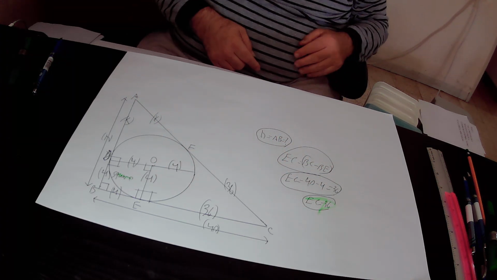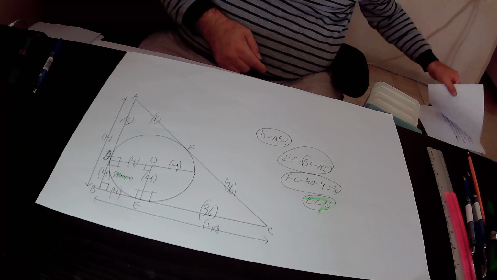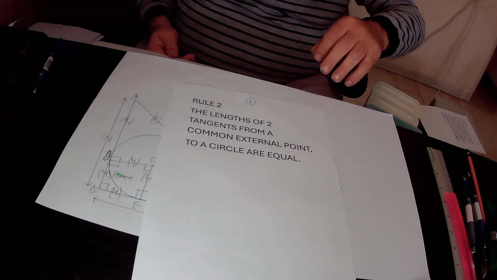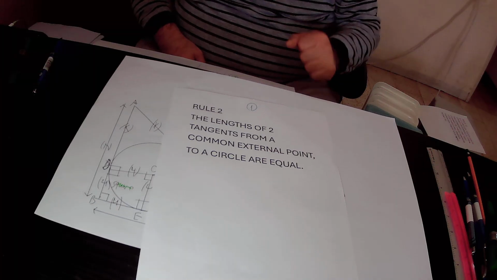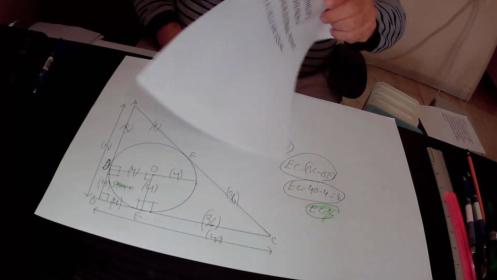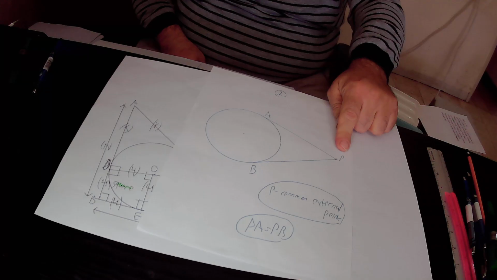The next step, we apply rule 2 in our drawing. The lengths of two tangents from a common start point to a circle are equal. So in the drawing, we have a circle, and this is a common start point P.